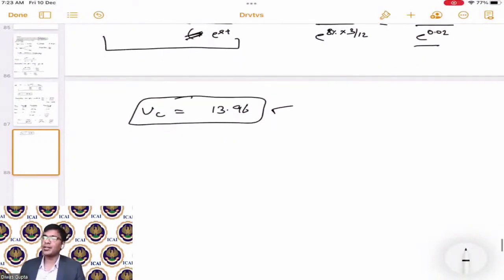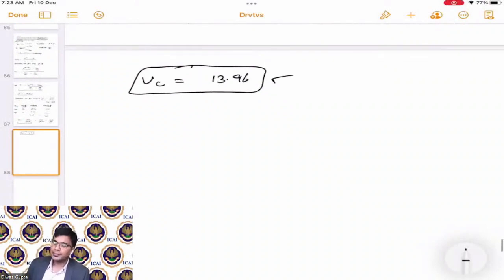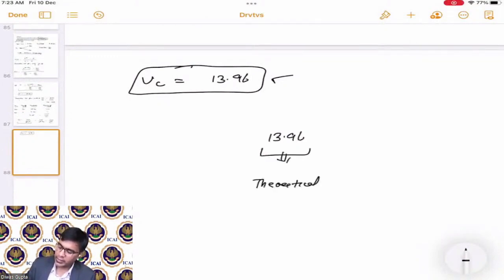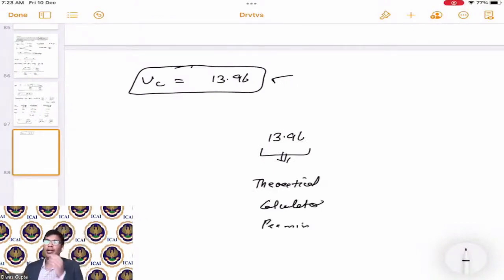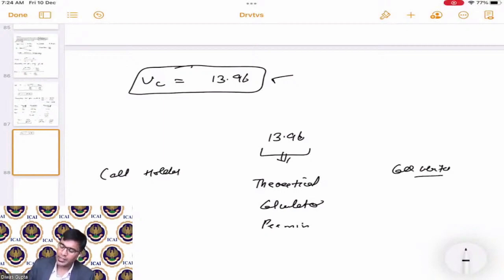Now your next question, Jitendra, is whether it is from the point of view of call holder or call writer. Now hear me out very carefully, because that's a very interesting question. So 13.96 is a theoretical calculated premium. In theory, we have calculated this. Now what will happen? Call holder, call writer. Now see how they will deal. This calculation is done by call holder also. This calculation is done by call writer also at both their ends.